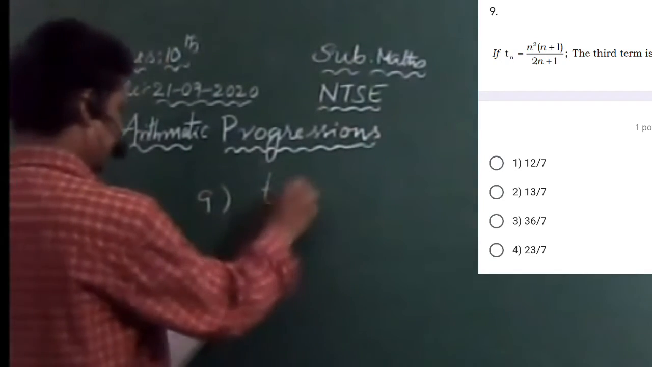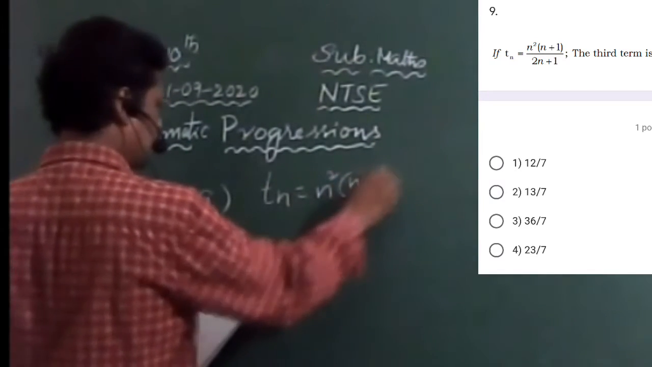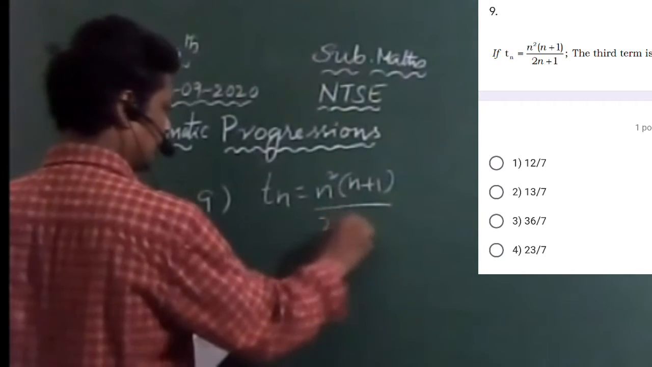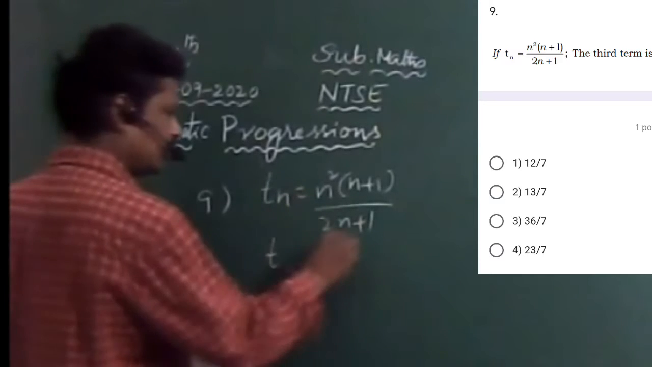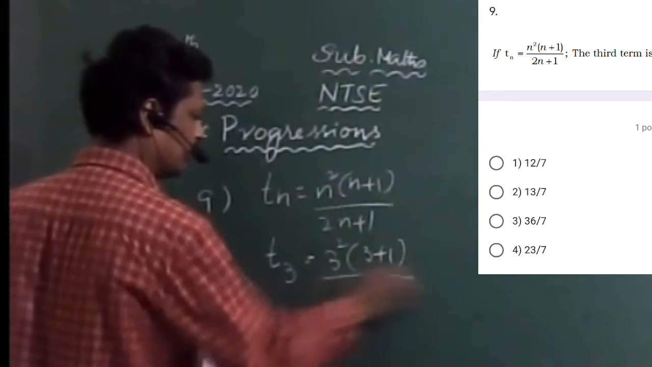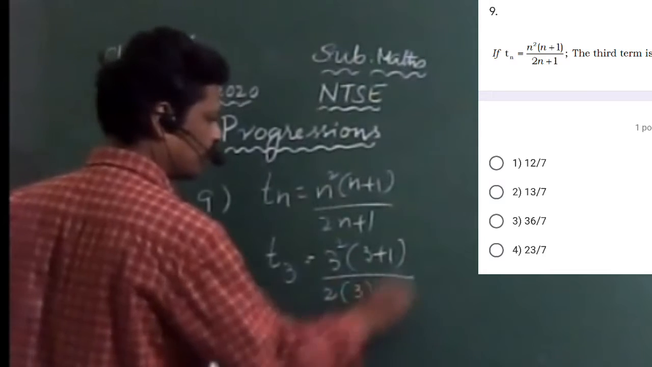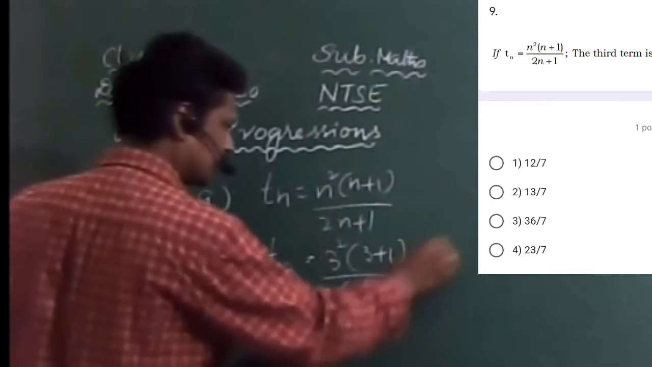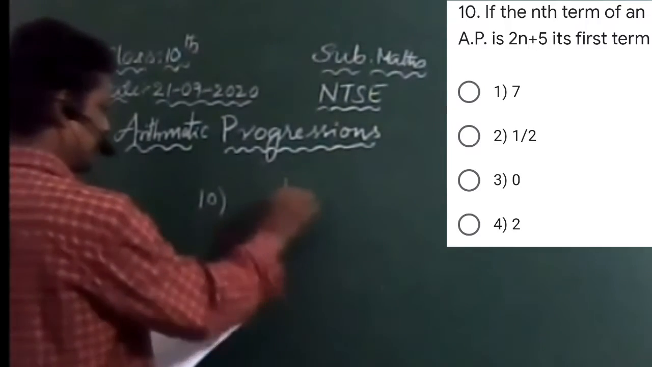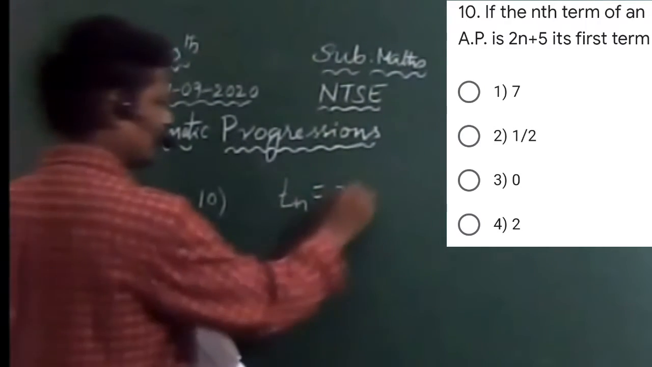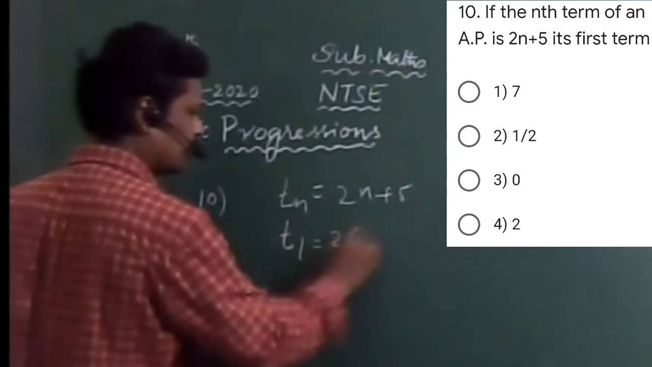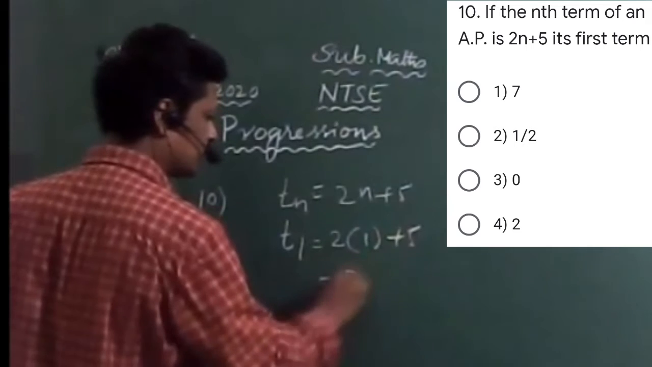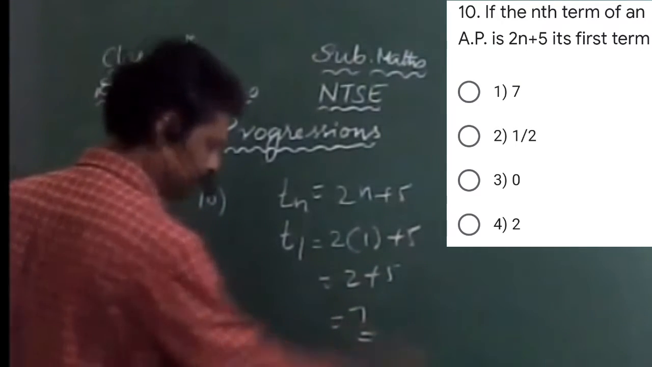9th. They give Tn as n square into n plus 1 by 2n plus 1. Then find the third term, T3 they are asking. Substitute n value 3: 3 square into 3 plus 1 by 2 into 3 plus 1, which is 9 into 4, 36 by 6 plus 1, 7. 10th one. The nth term they give as 2n plus 5. Then they're asking the first term, T1. Substitute 2 into 1 plus 5, which is 2 plus 5, nothing but 7.